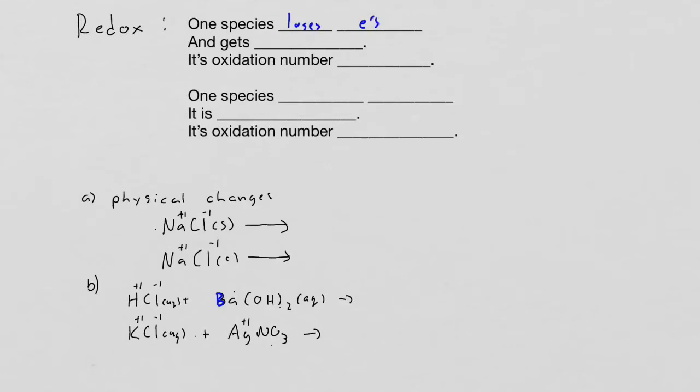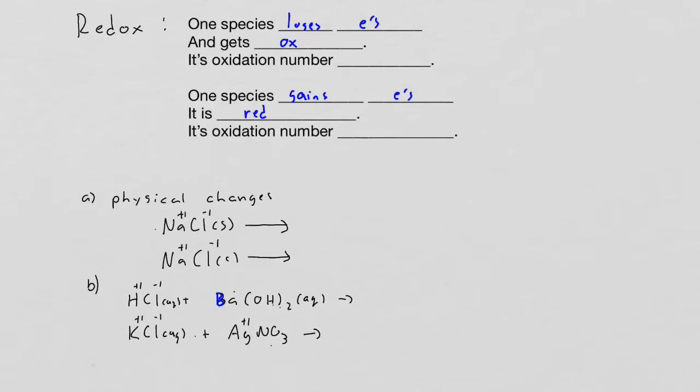Let me just write e's here. And you have to have one species that gains electrons. So some reactant has to lose electrons, some reactant has to gain electrons. The one that loses electrons is getting oxidized, and the one that gains electrons is getting reduced.